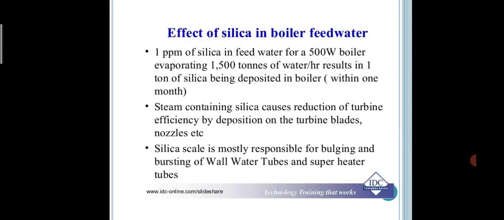Effect of silica in boiler feed water. 1 ppm of silica in feed water for a 500 megawatt boiler evaporating 1500 tons of water per hour results in 1 ton of silica being deposited in the boiler. The steam containing silica causes reduction of turbine efficiency by deposition on the turbine blades, nozzles, etc. Silica scale is mostly responsible for blocking and rusting of water wall tubes and superheater tubes.